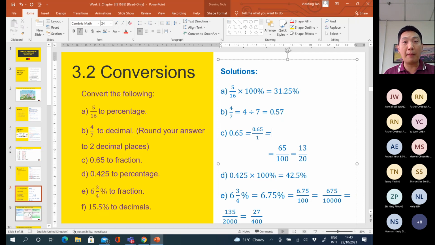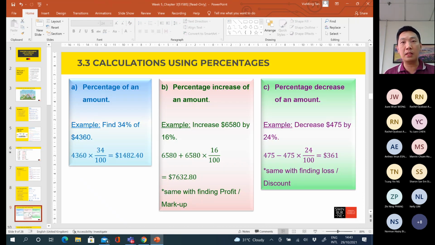Okay, so let's try to apply. What is the reason we want to study all this? Because we may need this knowledge when we do some financial mathematics calculation later on in the next chapter. Okay, so let us try one question. This question is, you are asked to find 34% of this number. So 4360 now is 100%. Consider 4360 as the 100% amount. So now you are asked to calculate the amount of 34% from this value. Okay, 34% of this value.